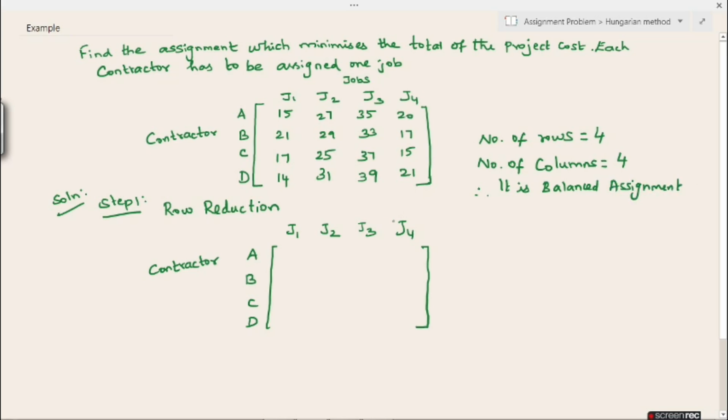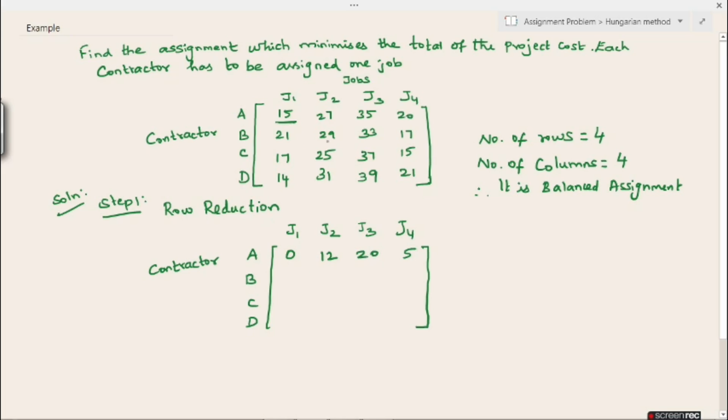Now we have to do the row reduction method. So that is step 1. Row reduction means we have to select the minimum number in each row and subtract it from all the elements of that same row. So in the first row, the minimum number is 15. We have to subtract it from the rest of the elements. So 15 minus 15, that is 0, 27 minus 15, next 35 minus 15 and 20 minus 15.